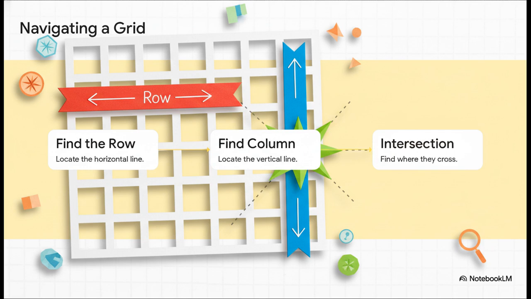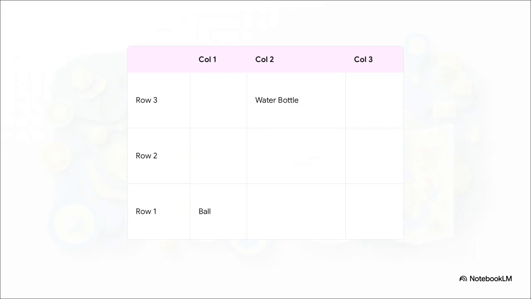Step 1, you find the row, which always runs horizontally, left to right. Step 2, you find the column, which runs vertically, up and down. And step 3, you just trace those two lines until they cross, and boom, you locate the intersection. That specific intersection is the unique address for whatever object you're looking for. It's a brilliant system, really, because it completely removes all the guesswork and gives you a precise mathematical location for anything. Let's actually play this out with Bolu's grid from the chapter.